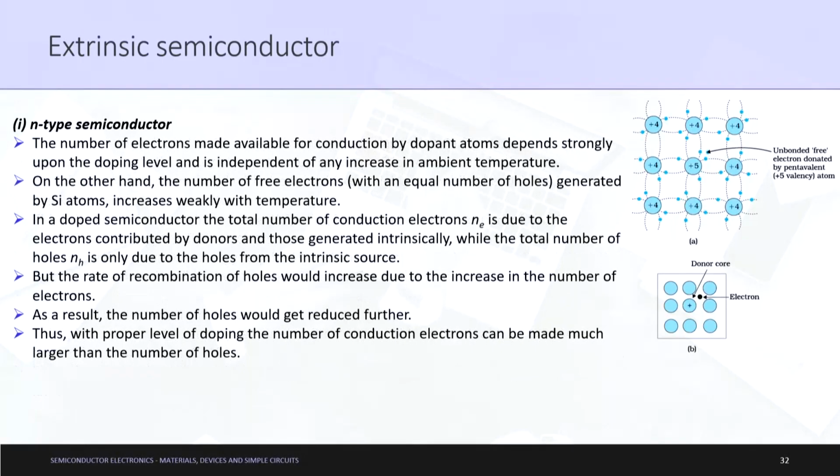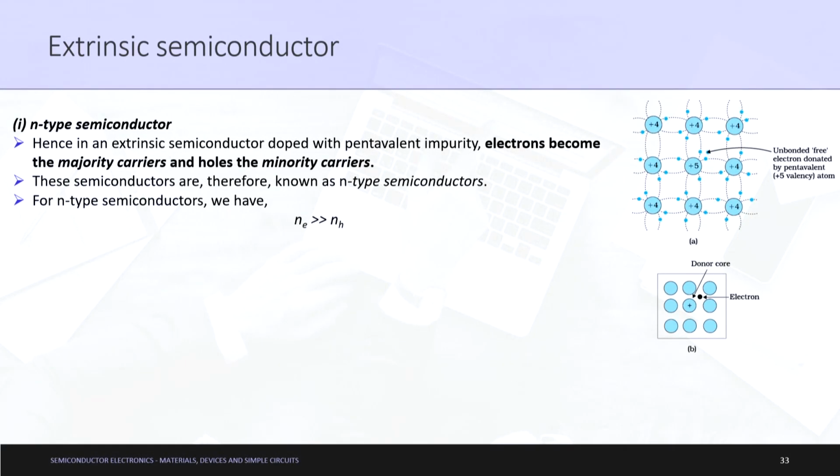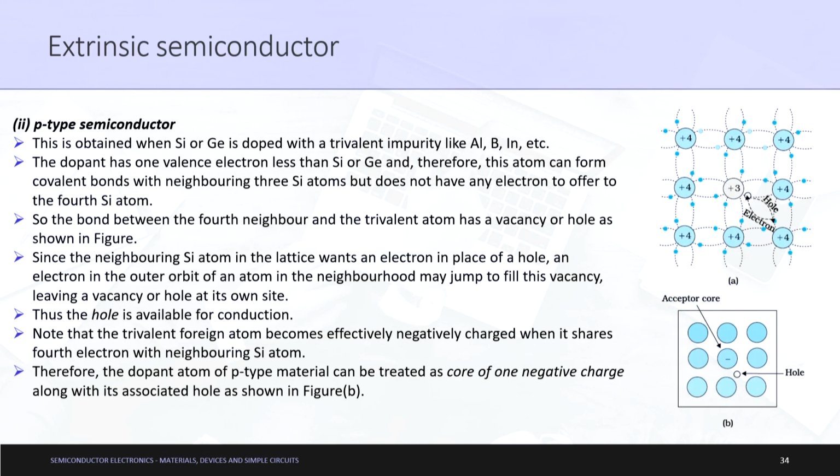One important thing to consider here is that Ne should be greater than Nh, that is, electrons are the majority carriers and holes are the minority carriers. Next we understood P type semiconductors. P can be understood as positive, therefore a hole would be present. A trivalent impurity is added in place of the valence 4 of silicon or germanium, and that semiconductor is called a P type semiconductor, which is also an extrinsic semiconductor.